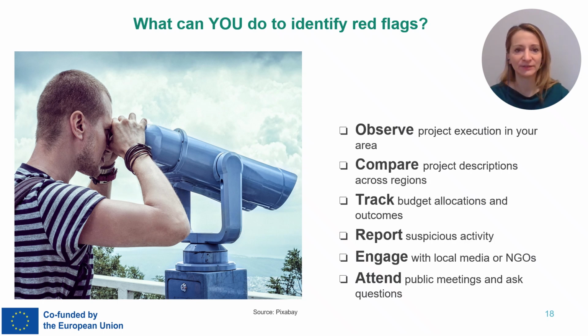Report suspicious activity. You can use anonymous whistleblower channels or contact local prosecutors or anti-fraud offices if you suspect any misuse. Engage with local media or NGOs. Sharing concerns with journalists or watchdog organizations can amplify scrutiny and lead to investigations. Attend public meetings and ask questions. Citizens can challenge officials directly about project scope, contractor selection, and budget use.